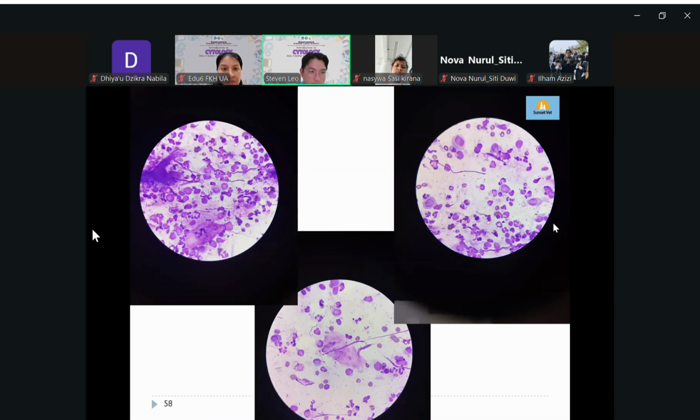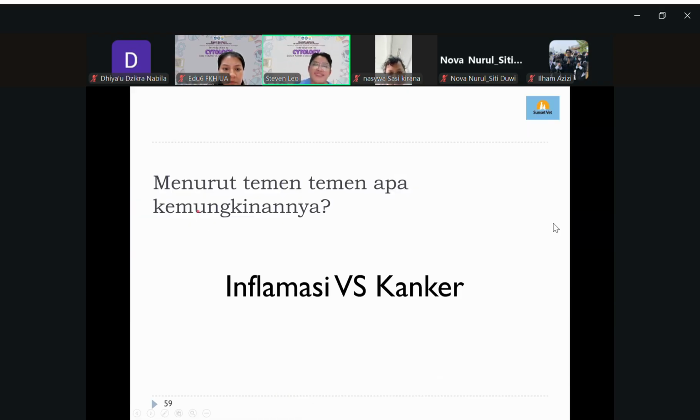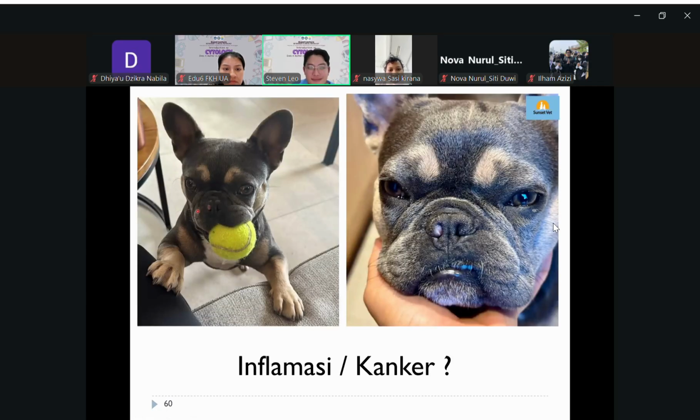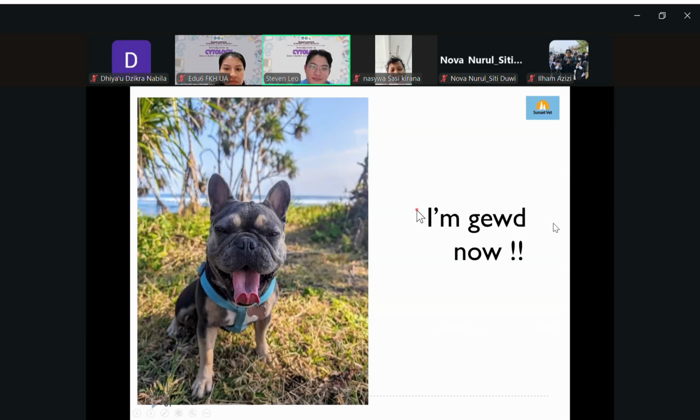So it's correct. It's more inflammation because you can see it here. This is the inflammation. Okay, I see there are a few cells that I don't know, but it doesn't matter because mostly from this one it's inflammation. Inflammation or cancer here. And now with only treatment, it's good. With only the antibiotic, anti-inflammation, it heals.